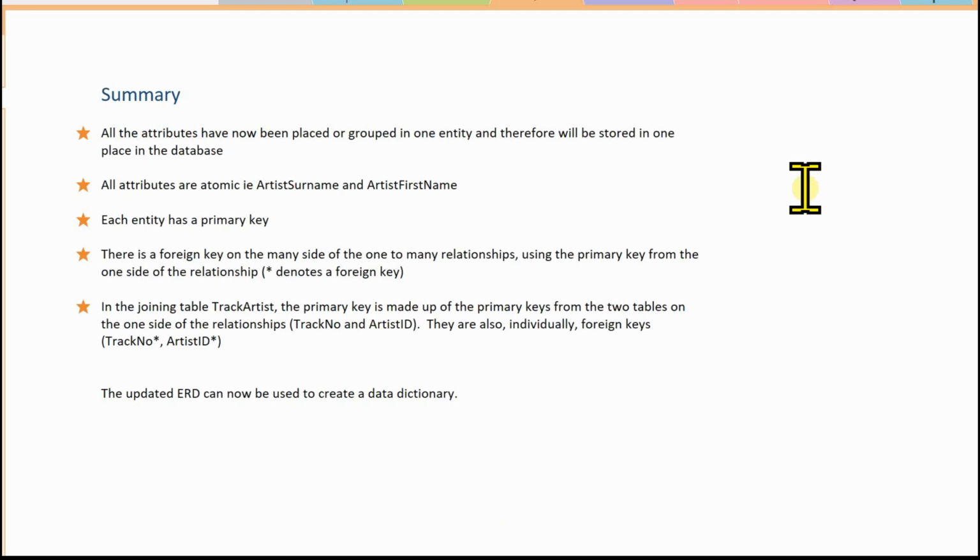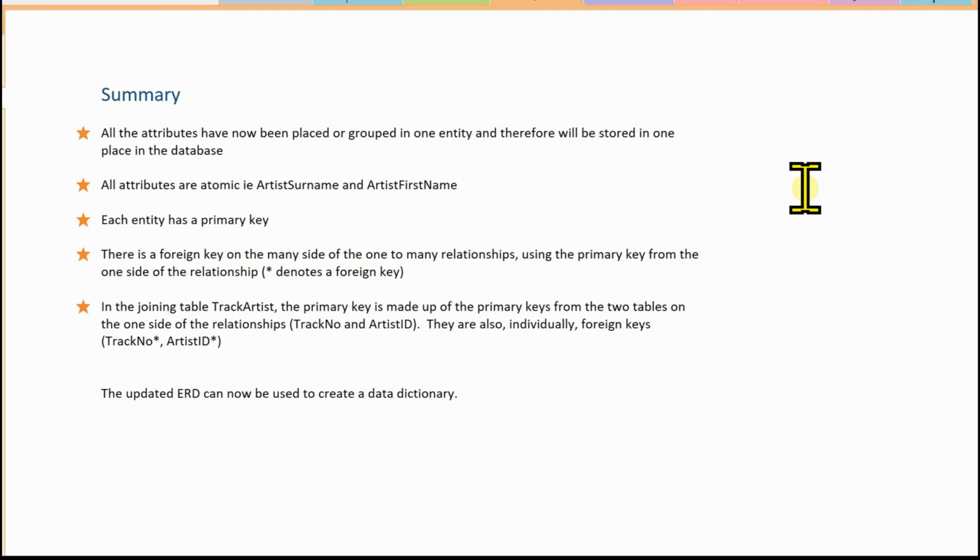Just to summarise what we've got, all the attributes have now been placed or grouped with one entity and therefore will be stored in one place only. All attributes are what they call atomic. That means they can't be broken down into anything else. So for example, we've got artist surname, artist first name. It wouldn't be atomic if you had the first name and surname together in one field.